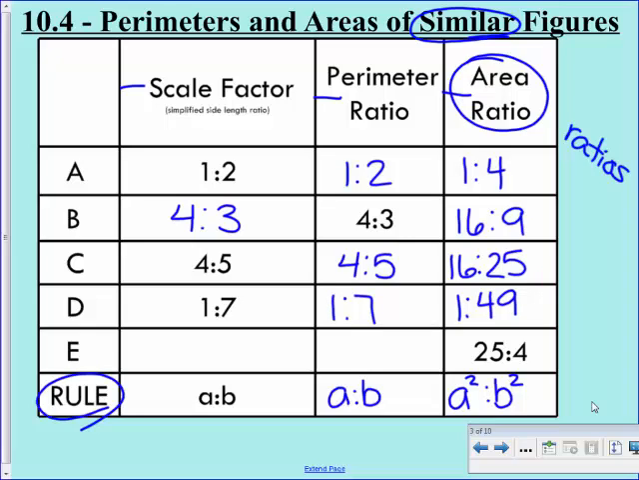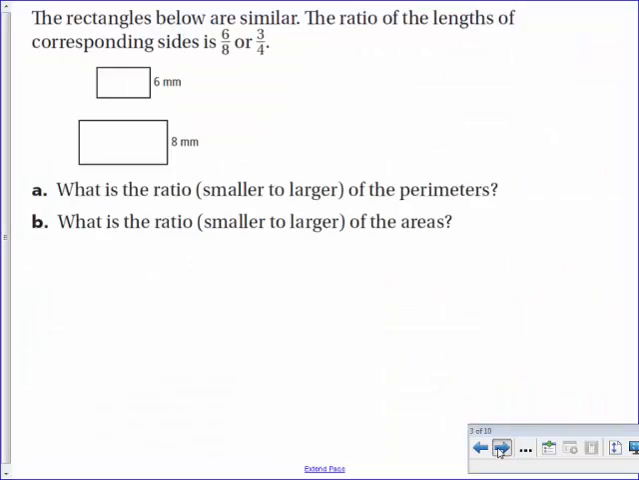The last one, though, we start with the area. We've got to work backwards to get our perimeter and our scale factor. So to get rid of a square, we have to square root that. So our scale factor is going to be 5 to 2, same with the perimeter ratio, 5 to 2. So you need to be able to write that before we put it into some geometry problems.